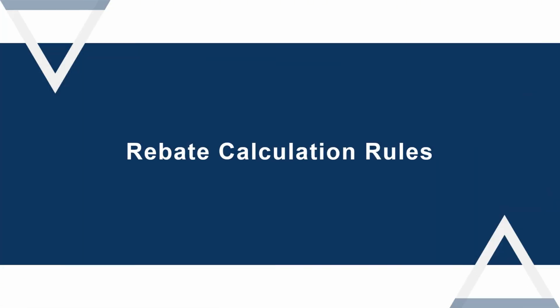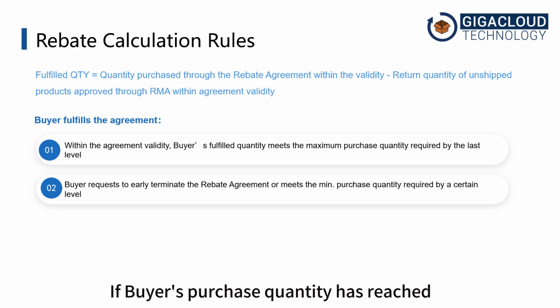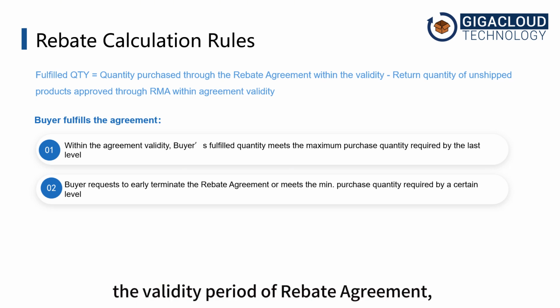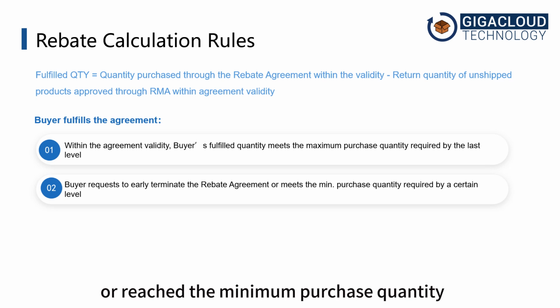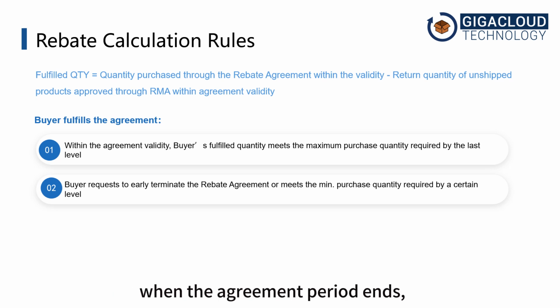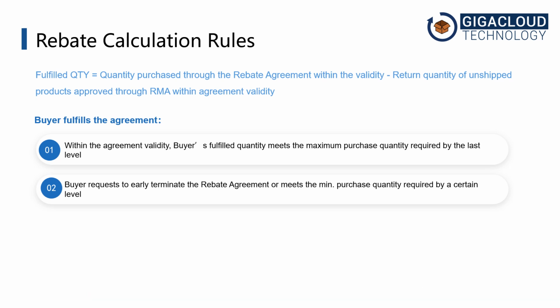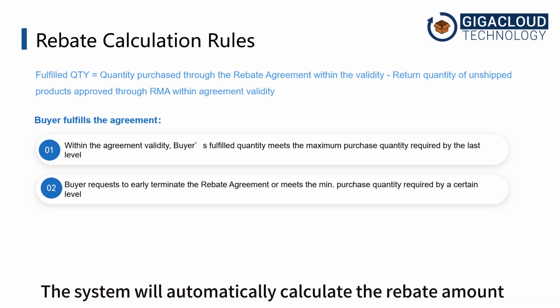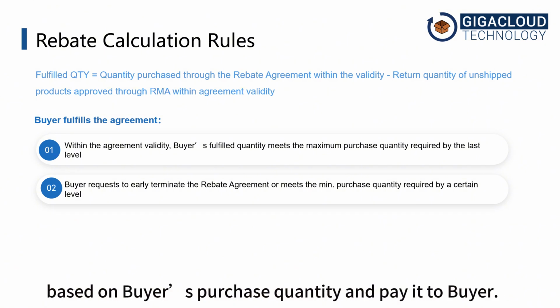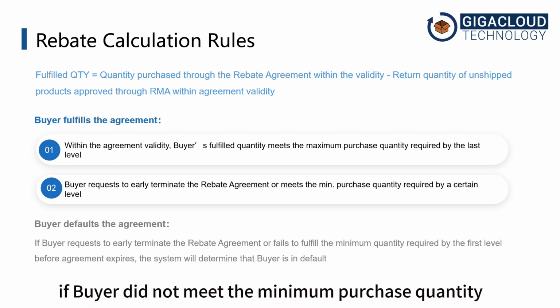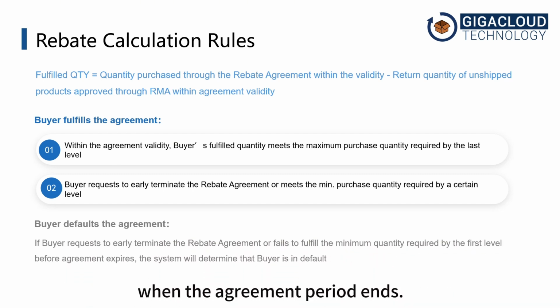Rebate Calculation Rules. If the buyer's purchase quantity has reached the maximum purchase quantity within the validity period of the rebate agreement, or reached the minimum purchase quantity when the agreement period ends, then the buyer is considered to have fulfilled the agreement. The system will automatically calculate the rebate amount based on the buyer's purchase quantity and pay it to the buyer. No rebates will be paid if the buyer did not meet the minimum purchase quantity when the agreement period ends.